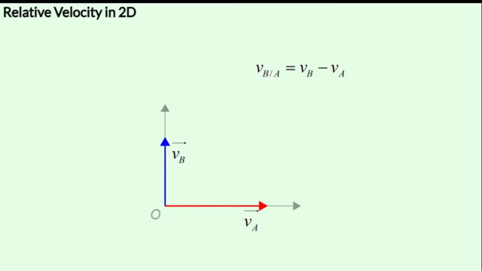By definition, the relative velocity of B with respect to A is the velocity of B with respect to the ground minus the velocity of A with respect to the ground. So at the origin, we draw the red vector VA with a magnitude of 15, and we draw the blue vector VB with a magnitude of 10. Now we have to perform a vector subtraction in order to obtain the velocity of B with respect to A. Let's do this both ways, graphically as well as using the formula.